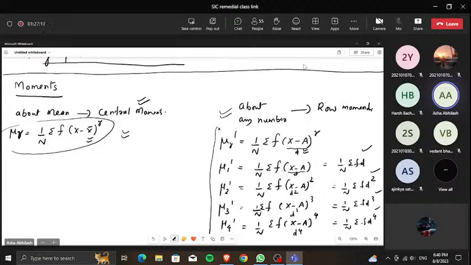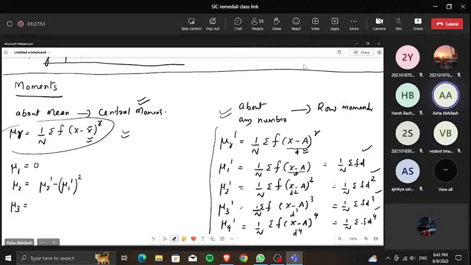Okay, so mu1 will always be 0, because if you have equally distributed data, when you find the summation, you will always get mu1 as 0. Now mu2 is equal to mu2 dash minus mu1 dash whole square. This is the formula for finding the central moment mu2. This formula at any cost you have to remember. There is no other way.